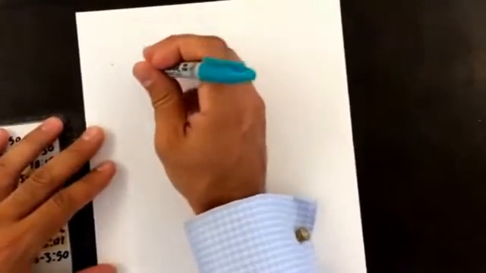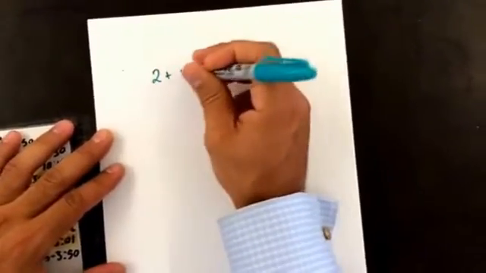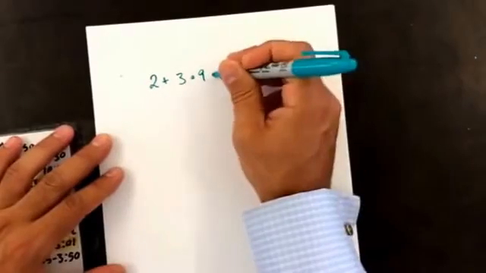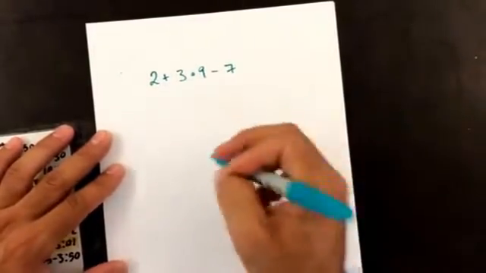Alright, in this video I'm going to show you how to solve equations for a variable. You guys have done this before. What you're trying to do is get the variable by itself. When you're trying to simplify an expression, that's something like 2 plus 3 times 9 minus 7, you go through the order of operations.